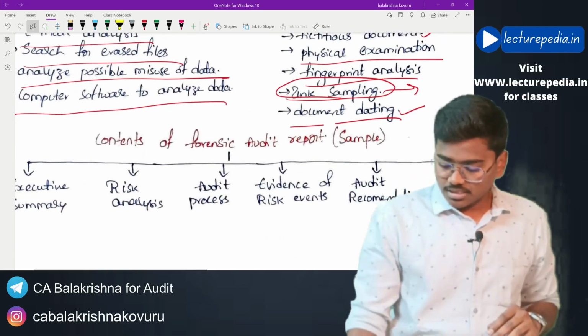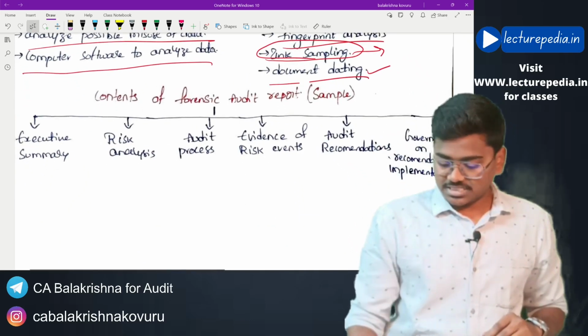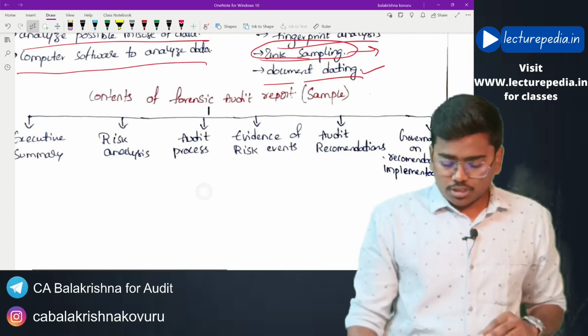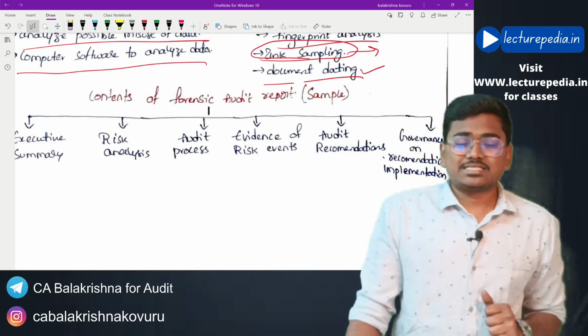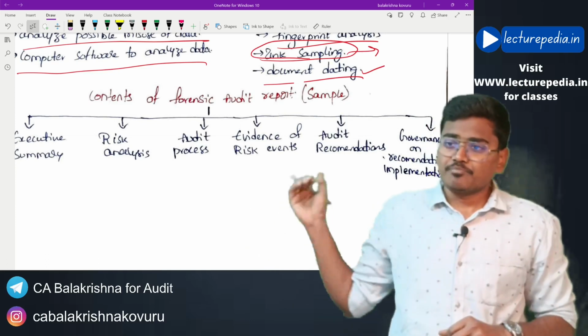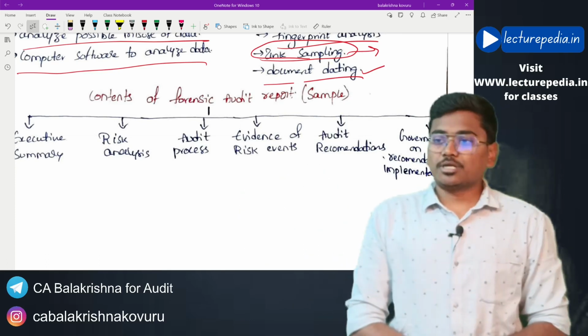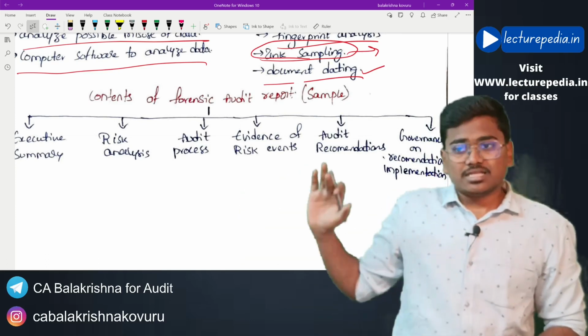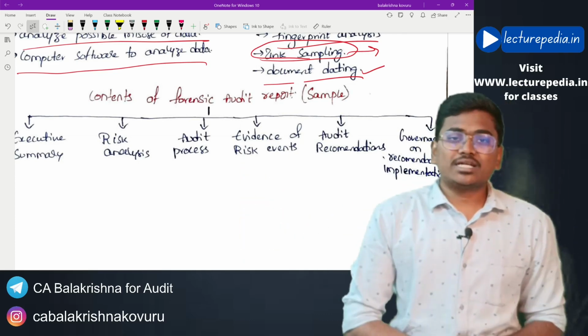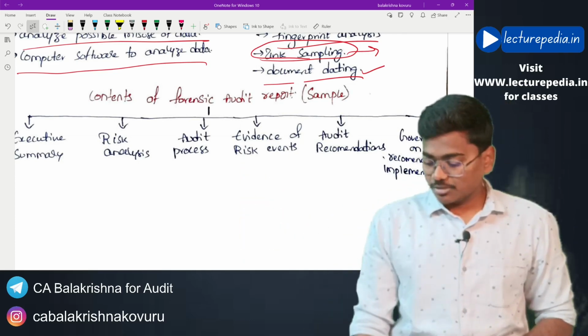And then finally the auditor will issue the forensic audit report. Now what are some contents of a forensic audit report? See, these are given just for illustrative purposes. Apart from these, there can be other items included in the forensic audit report.